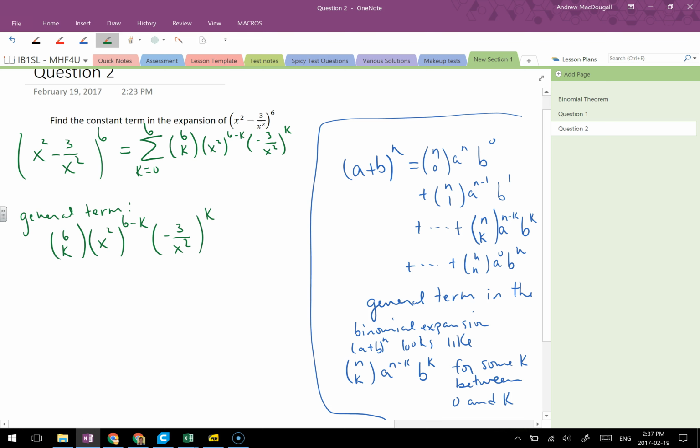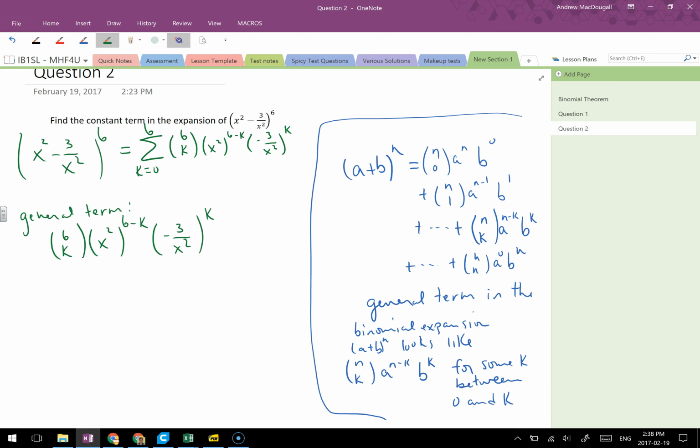So we want to know the constant term. That's the term where the x's have power 0. x is the only variable. Constant means there's no variable appearing. So x needs to have the power 0. So we need to figure out which value of k we can plug in to have x to the power 0. Now it's a little tricky because on the one hand, we have an x squared getting raised to 6 minus k. On the other hand, we have an x squared in the denominator getting raised to the power k.